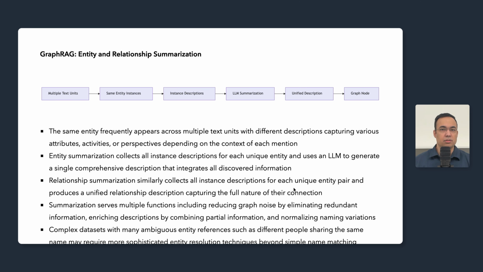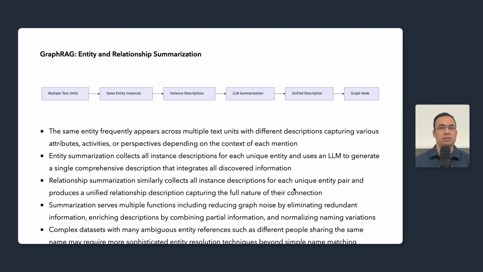Entity summarization collects all the instance descriptions for each unique entity and uses the LLM to generate a single comprehensive description that integrates all the discovered information. This consolidated description captures the full picture of that entity as it appears across your entire corpus. Relationship summarization works similarly as well. All instance descriptions for each unique entity pair are collected and consolidated into a unified relationship description that captures the full nature of the connection.